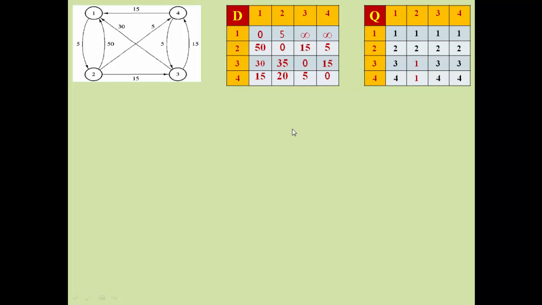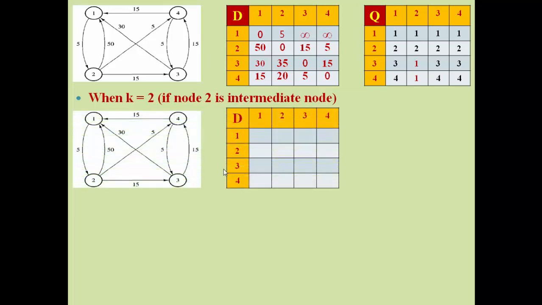In the same way we have to consider node numbers 2, 3 and 4 as an internal node, and we have to change the values of capital D and capital Q. So let us consider our node number 2 as an internal node. So now the value of K is equal to 2. It means our node number 2 is our intermediate node. Now let us change the values of capital D and fill the capital D matrix.